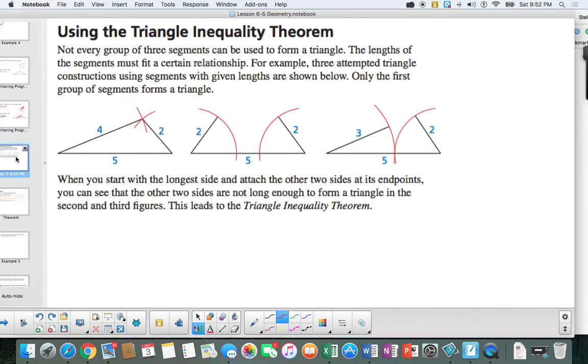We want to now look at a group of 3 segments. Not all 3 segments form a triangle. You can see that the lengths 4, 2, and 5 do form a triangle, but the lengths 2, 2, and 5 do not. These short sides just don't reach enough to make a triangle. And these lengths 2, 3, and 5 also do not make a triangle. They end up meeting right here where we can't have a triangle.